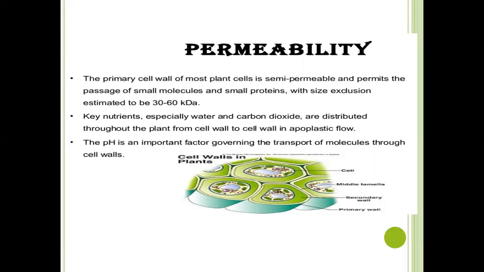The nutrients, especially water and carbon dioxide, are distributed throughout the plant from cell wall to cell wall in apoplastic flow. The pH is an important factor governing the transport of molecules through the cell wall. Cell wall in plants having cell, this is the middle lamella, secondary wall, and this is the outer primary wall.